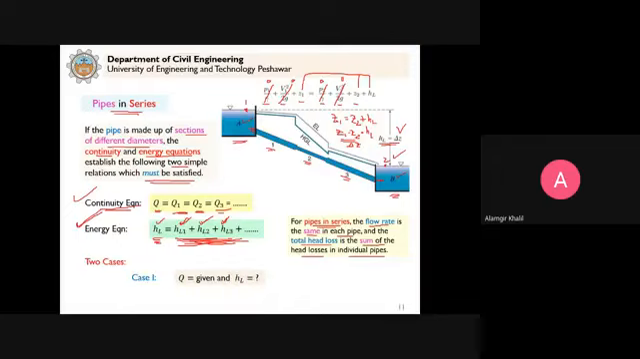The first case is that discharge will be given to us, and it will be required to calculate the head loss. And the second case is that head loss is given and it will be required to calculate the discharge. So when we have pipes connected in series, we can face two types of problems. In the first case, discharge will be given, and it will be asked to calculate the head loss. In the second case, head loss will be given and it will be asked to calculate the discharge.